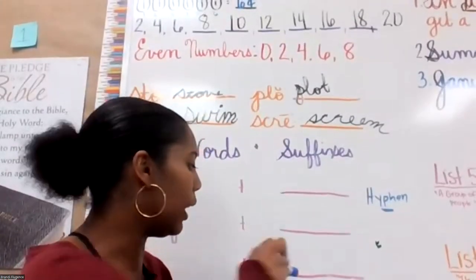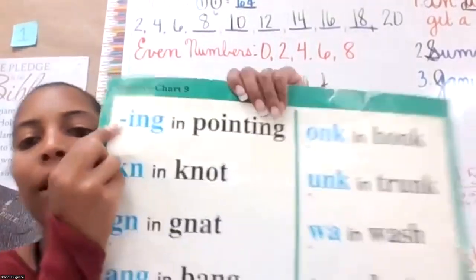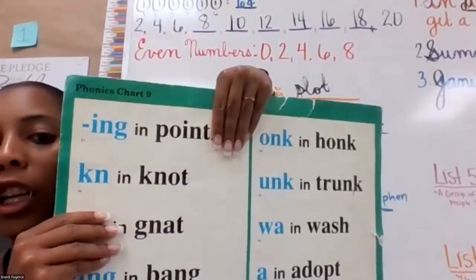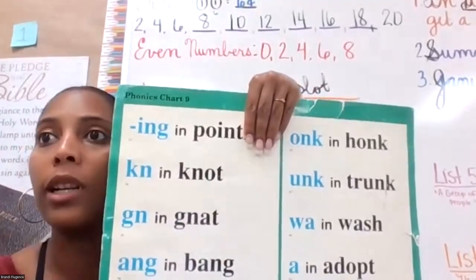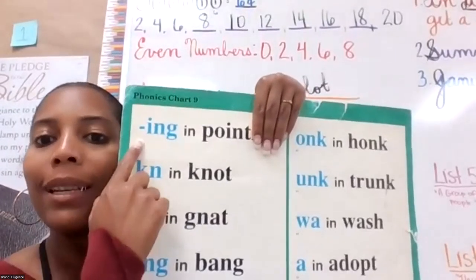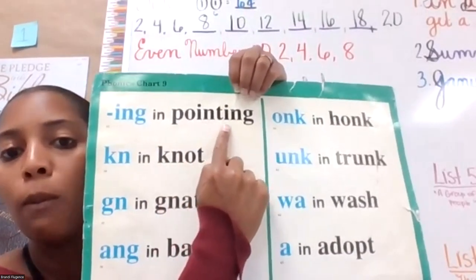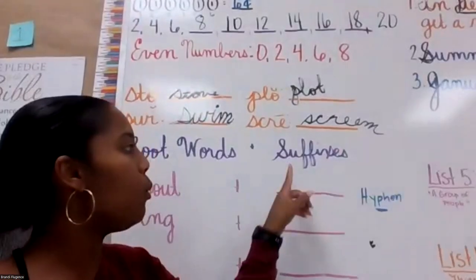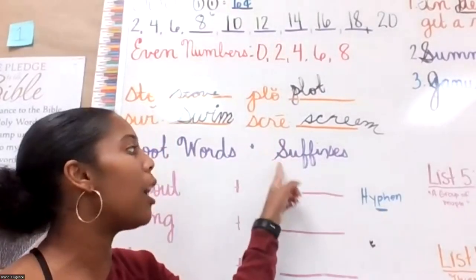This hyphen, the line, lets us know that we are adding this to another word. Look at pointing. Does anyone know what the word is before I added this ing? What word was it before I added ing and it turned into pointing? What word was it? Point. It was point. But this hyphen tells us to add ing. And when I add ing to point, it becomes pointing. This right here with the hyphen and these three down here with the hyphen are what we call suffixes. They are not special sounds. They are suffixes. Say that.